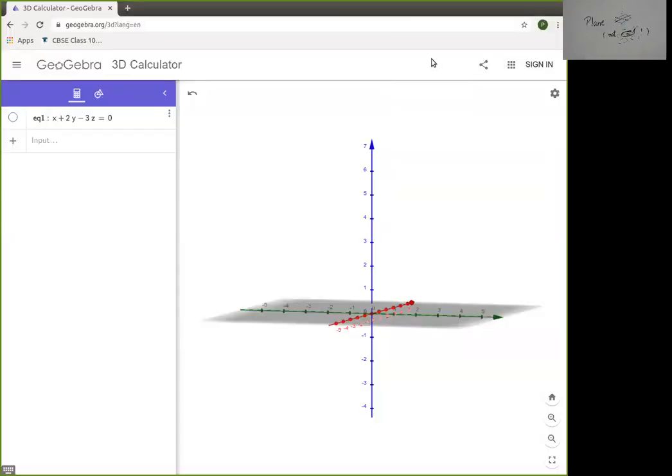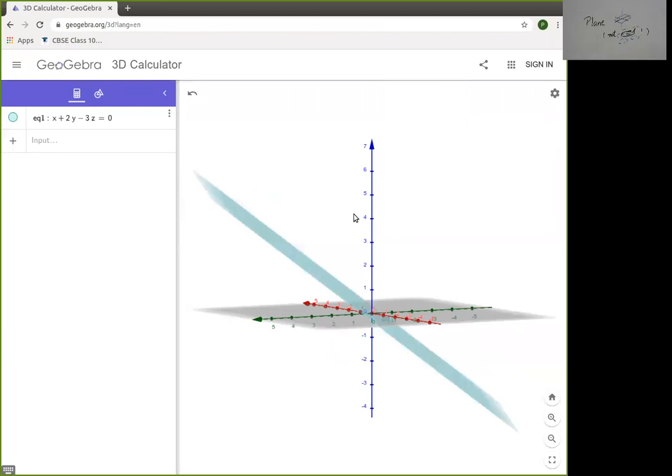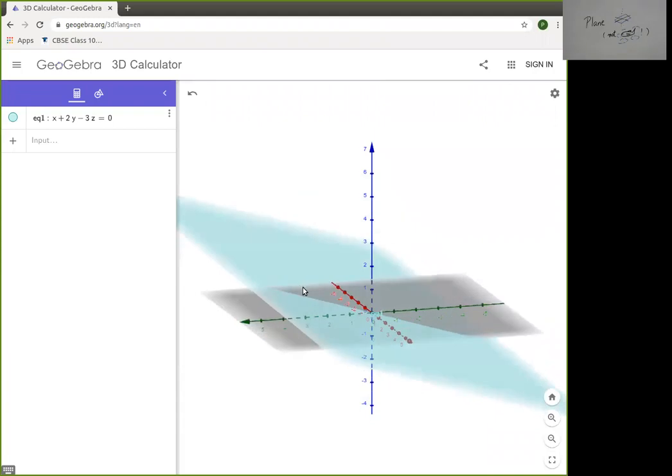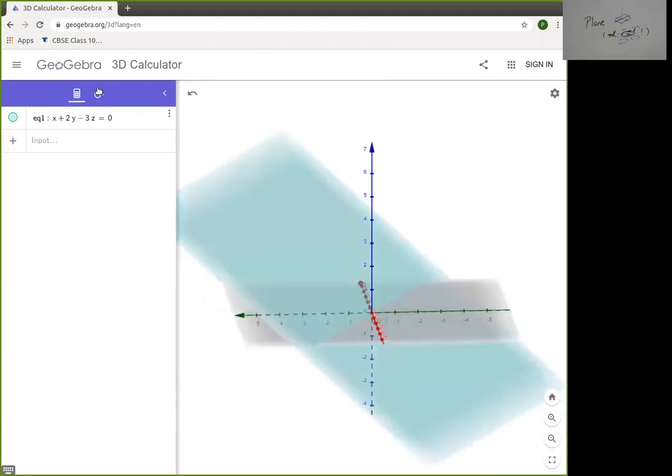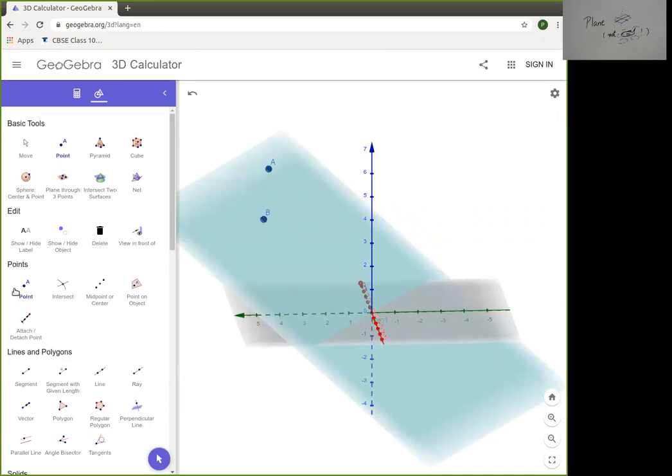The first type is a plane passing through 3 points. I've already defined a plane over here. It's x plus 2y minus 3z, and it is passing through the origin also. Let's try to place 2 points over this plane, A and B. Now I'm going to pass a line through the two given points A and B.